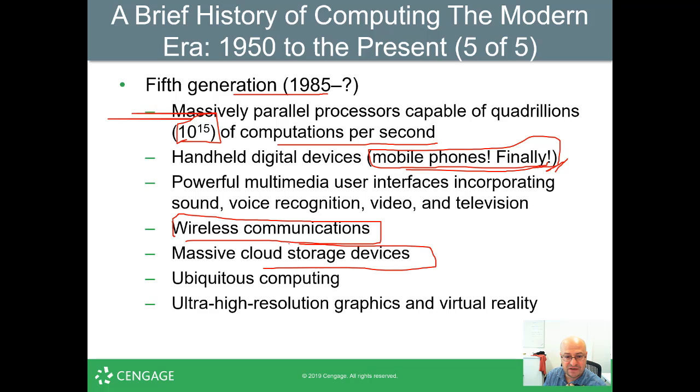Massive cloud storage devices. Cloud storage, Dropbox. This is one of the most famous cloud storage devices. Ubiquitous computing. What does this word mean? Ubiquitous. You can find computing anywhere. Anywhere.